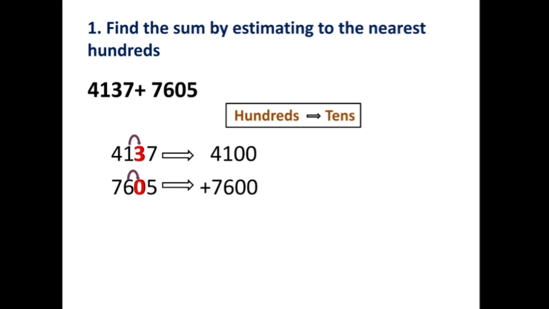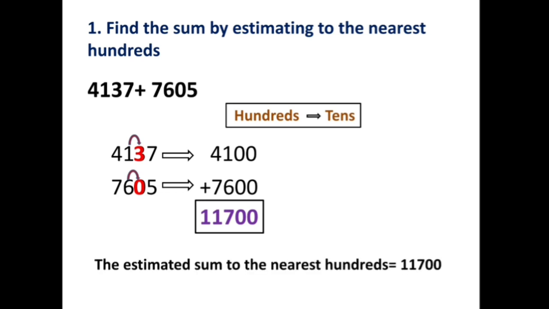Here we estimated the numbers. Now let us add both the numbers. Always we need to add the numbers from ones place. 0 plus 0, 0. 0 plus 0, 0. 1 plus 6, 7. 4 plus 7 is 11. So the answer is 11,700. The estimated sum to the nearest hundreds is 11,700.